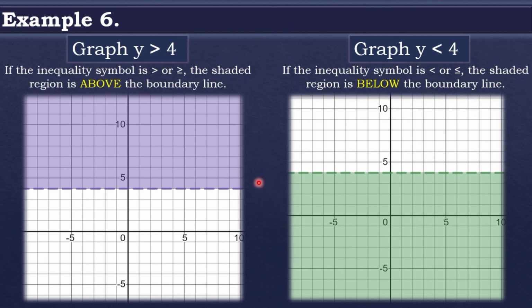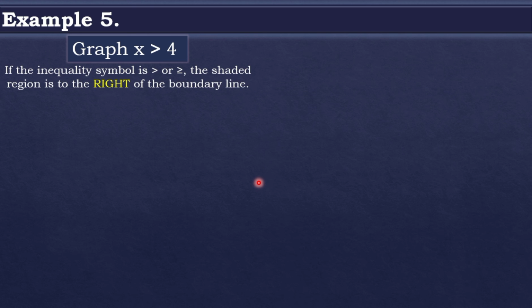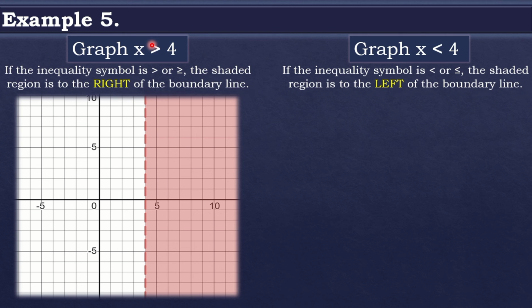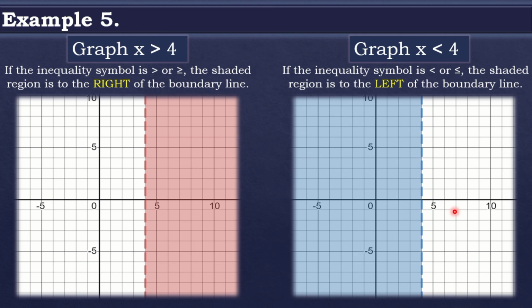Ganun din po sa x. Okay? So, if the inequality symbol is greater than or equal, eto naman, sa right naman tayo. So, plot mo muna si 4, since x yan, x-axis tayo, eto po siya. So, plot mo si 4, and then, sa right po tayo mag-shade, kasi greater than. Now, if it's less than naman, or less than or equal, sa left naman tayo. So, i-plot mo muna si 4, ito si 4, and then sa left naman ang ating shaded region. Okay, so ganun lang po. Kapag greater than sa right, pag less than or equal to sa left naman tayo. Okay?